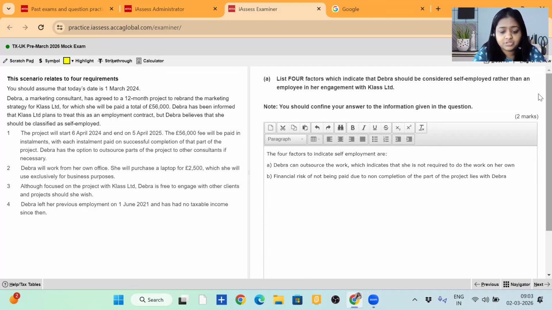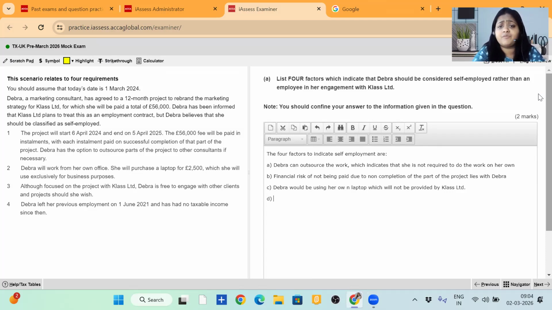Number three, Deborah will work from her office. She will purchase a laptop of £2,500, which she will use exclusively for business purposes. So she is using her own plant and machinery, which indicates that it is self-employment, right? So Deborah would be using her own laptop, which will not be provided by Class.